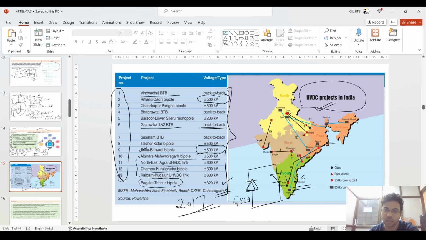Because if you see this, at one side you are rectifying the voltage. Suppose you are generating in the AC form, so you are converting to DC form, and then you are inverting back to AC, transferring power to this AC side. So this kind of topology is the back to back.